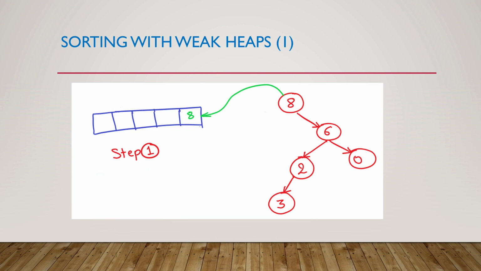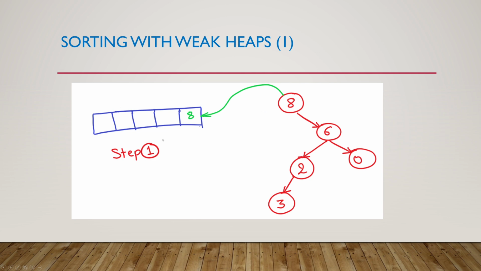Now for this presentation, this is the last topic, which is sorting with the help of weak heaps. So again, I've considered a very simple toy example here. Weak heap 8 to 6, and then to 0, 2, and 3. So obviously there are very few elements here, so 5 elements we need to sort. So I have created a blank array as an example.